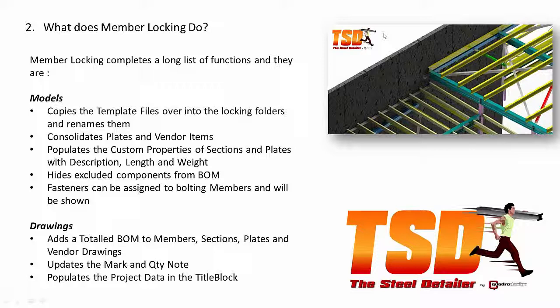Okay, so what it also does is it populates the custom properties of sections and plates with the description, length and weight fields. They are fields that get added very similar to the way the BOM compiler works, which we covered last week. Also what we do with plates and vendor items and the naming.